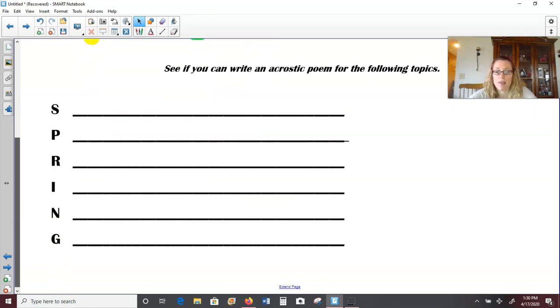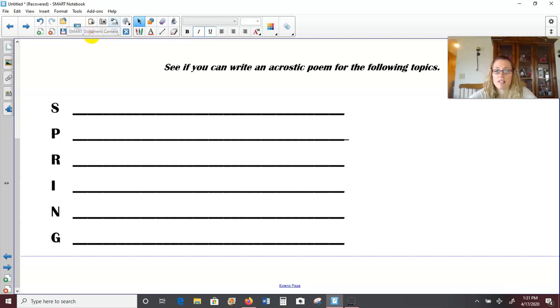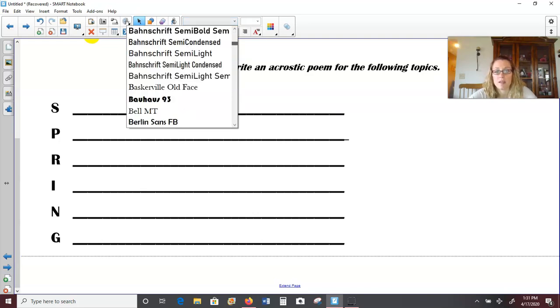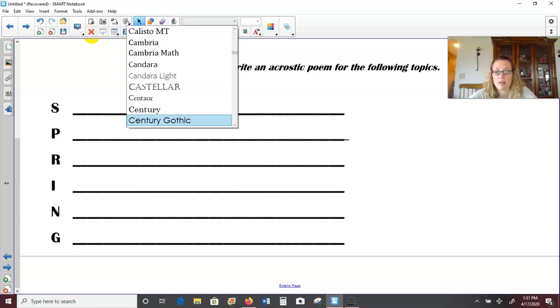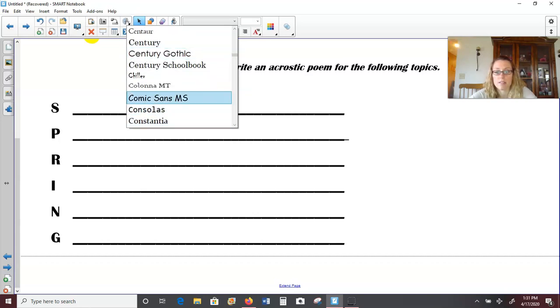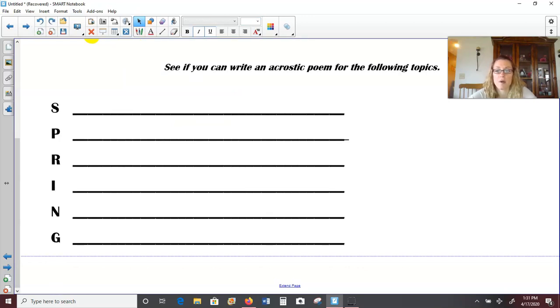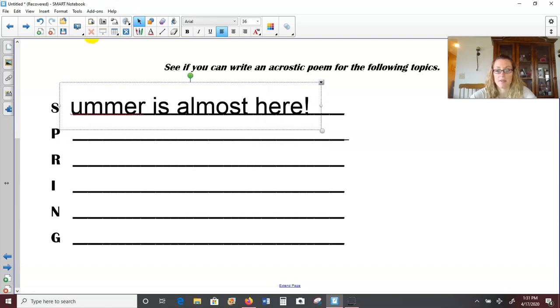Now we're going to come up with an acrostic poem here together using the letters in spring. So think of things that have to do with springtime. I think of flowers. I think of certain animals. Maybe some activities that you can do in the springtime. Okay, I'm just trying to change my font here a little bit. Whoops. I changed it all. Okay. So for the S, we could say summer is almost here. When it's springtime, that means summer is almost here.